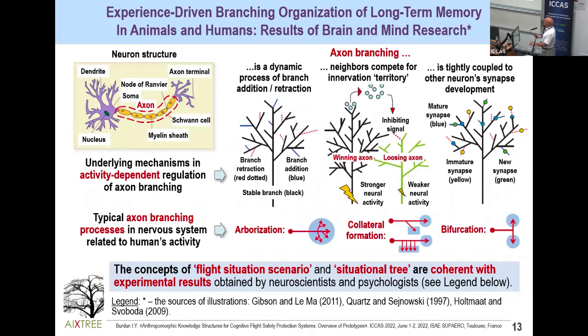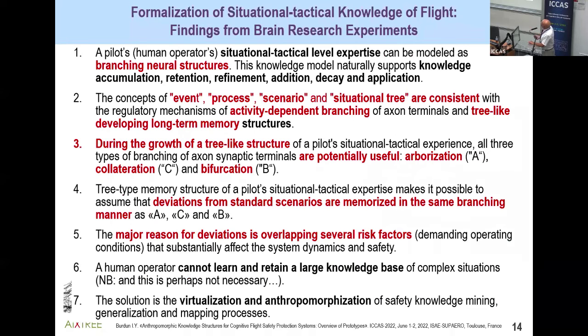And if we go to the recent works of neuroscientists, we see that the branching of the axon terminals follows three processes: arborization, collateral formation, and bifurcation, which means that the situational tactical level knowledge will be using these material elements in order to develop a knowledge base as a result of activity. And the formalization of the situational tactical knowledge of flight can be done like that.